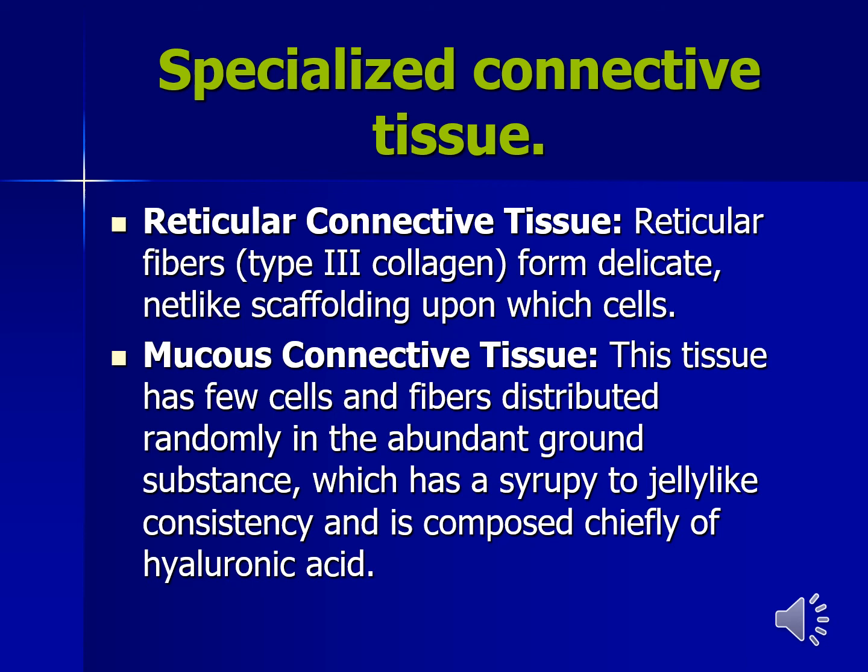Specialized connective tissue: reticular connective tissue is present in red bone marrow, in spleen, in lymph nodes, and includes reticular fibers, another type of collagen, which form a delicate network, and includes reticular cells. Mucous connective tissue is present in the umbilical cord and has a jelly-like ground substance. And a very interesting fact, in mucous connective tissue fibers are not present, just cells and amorphous substance.